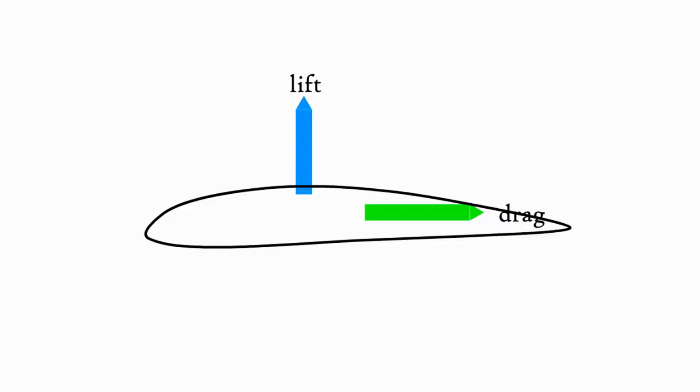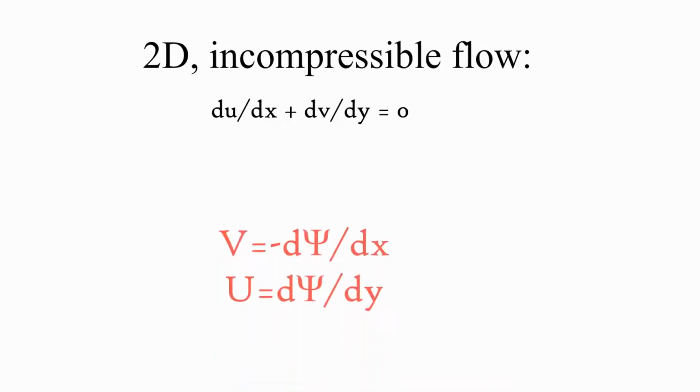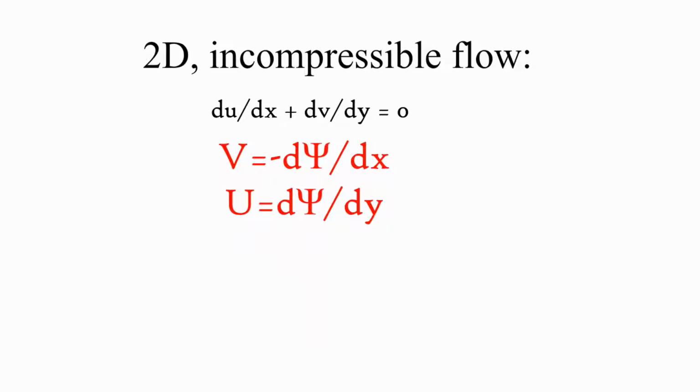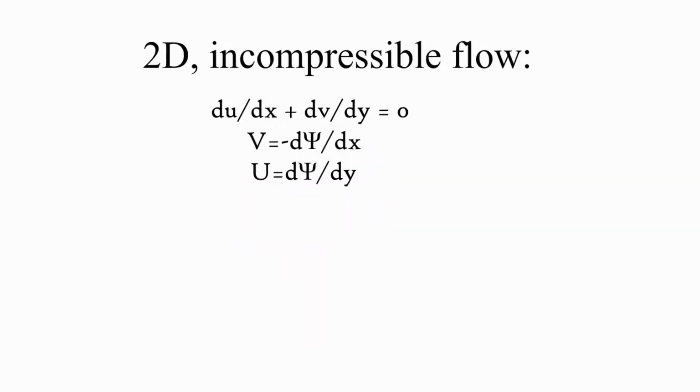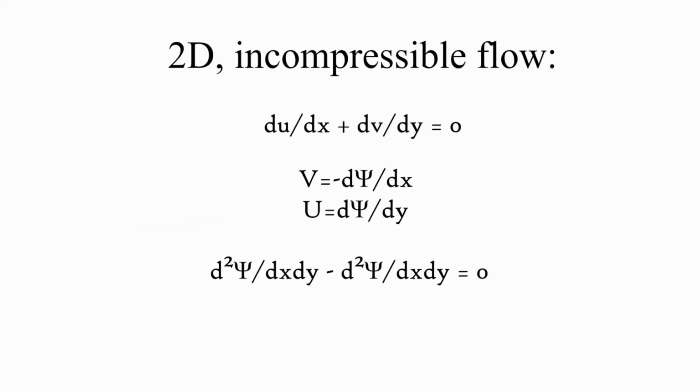Luckily, we have another equation that we can use besides the momentum equation, known as the continuity equation. The continuity equation for 2D incompressible flow is simplified to du/dx plus dv/dy equals 0. Also, because it is 2D and incompressible, we can use the stream function psi. The stream function is related to v and u as shown, where v is negative d psi/dx and u is d psi/dy. Plugging these into continuity, we see that the terms cancel each other out, which validates the usage of psi for 2D incompressible flow.